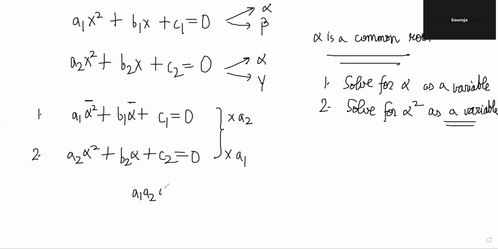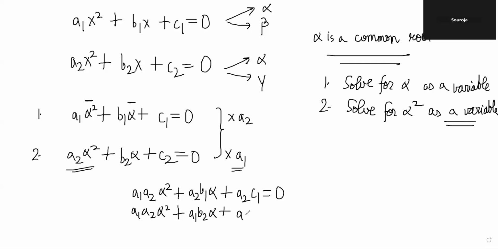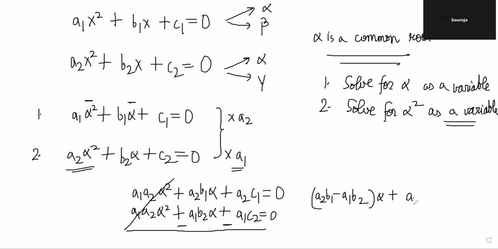So notice what will happen. A1 A2 alpha square plus A2 B1 alpha plus A2 C1 is 0. And here I have multiplied by A1 to match this term. So A1 A2 alpha square comes again. And I'm getting A1 B2 alpha plus A1 C2 is 0, right? If I subtract, automatically this term gets cancelled, right? And you will get (A2 B1 minus A1 B2) alpha plus (A2 C1 minus A1 C2) is 0, correct?